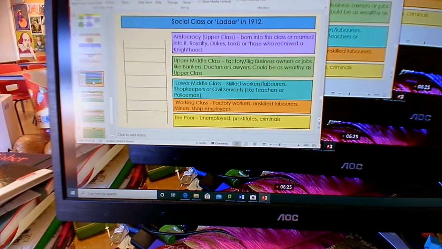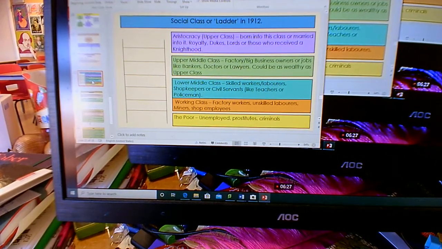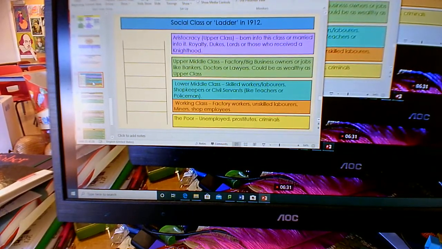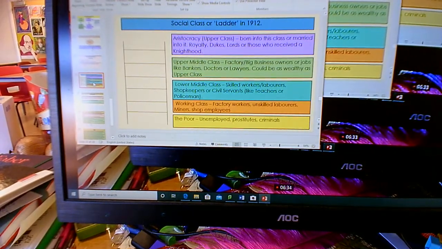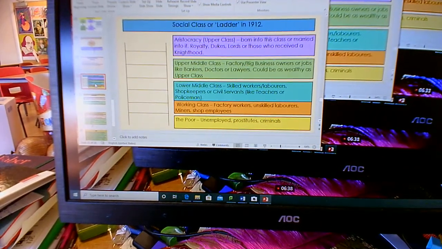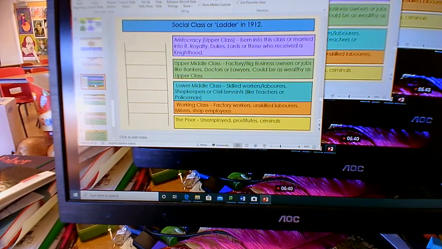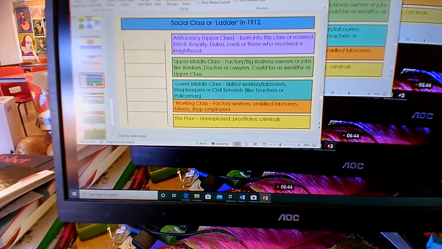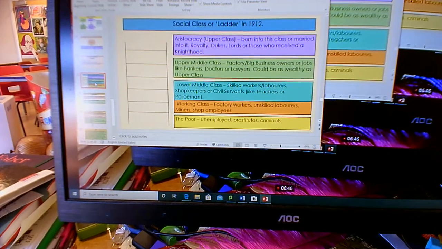What you then have at the bottom of the ladder is your working class. Now, these are the factory workers, your unskilled labourers. Now, that means that you don't have any particular training or education that requires you to do that job. Anyone off the streets can do it. People like miners, shop employees as well would be considered the working class.